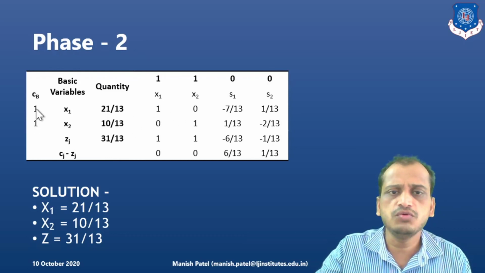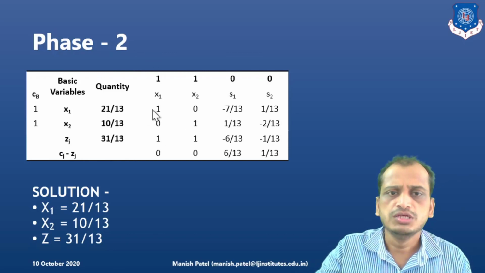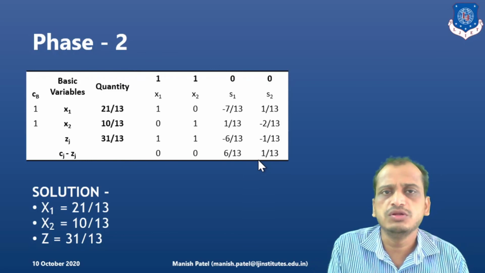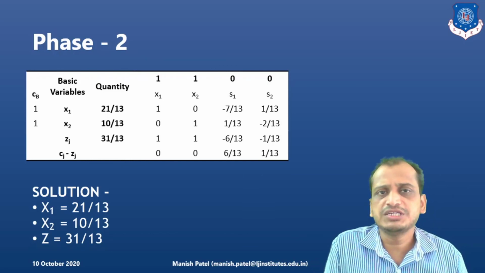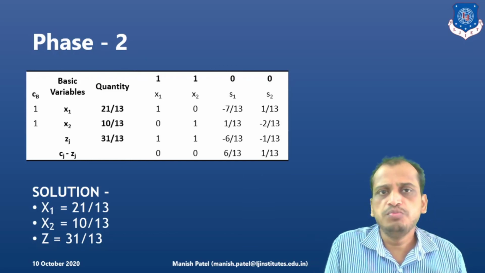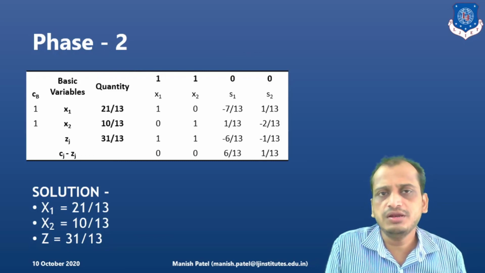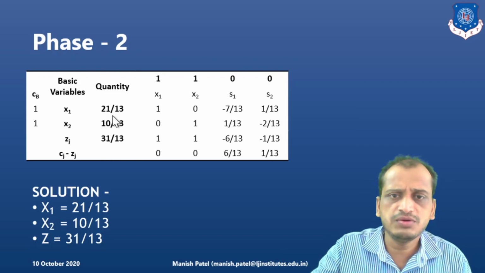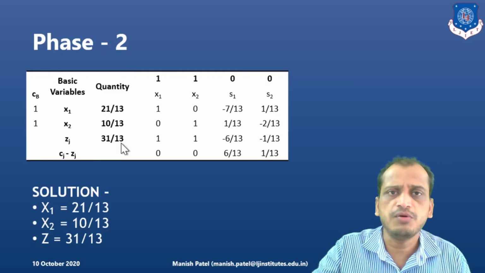Now if you multiply, we find out Zj. How do we do that? 1 into 1 plus 1 into 0, that is 1. 0 into 1 plus 1 into 1 is 1, and accordingly. And finally, we find out Cj minus Zj, which has come out to be all positive or 0. Since the problem is of minimization, Cj minus Zj should be greater than or equal to 0. And we have satisfied the condition here, hence we have arrived at the optimal solution. And the solution is, if you carefully see here, x1 equal to 21 upon 13, x2 equal to 10 by 13, and z equal to 31 upon 13.